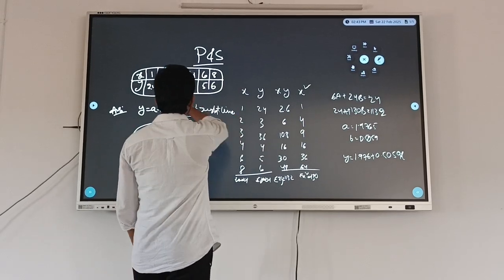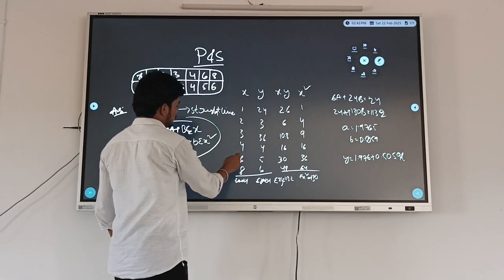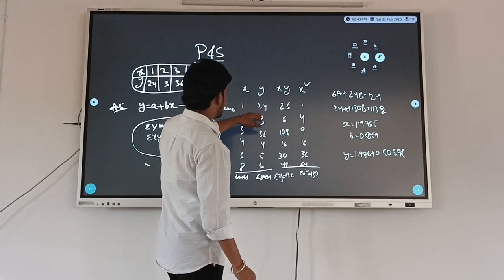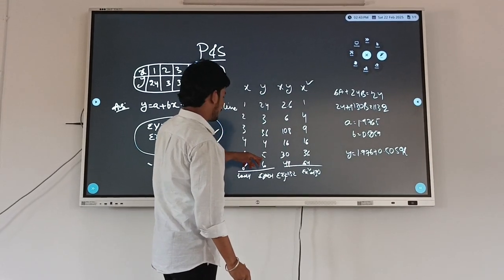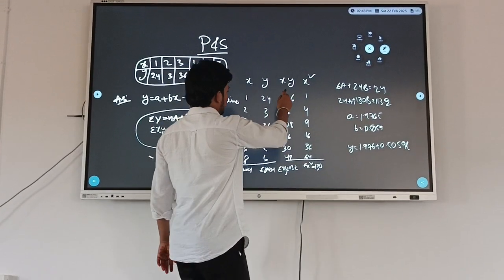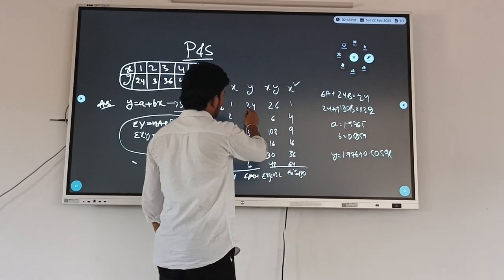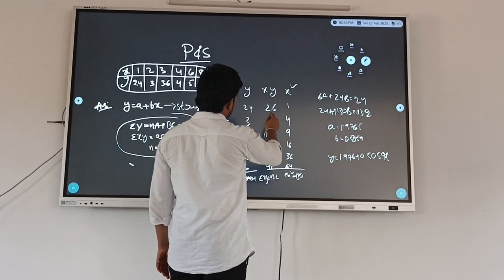The elements of x = 1, 2, 3, 4, 6, 8. y = 2.4, 3, 3.6, 4, 5, 6. And x into y: 1 into 2.4 equals 2.4.